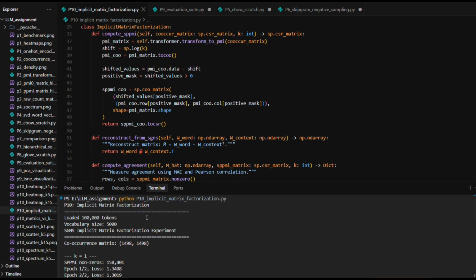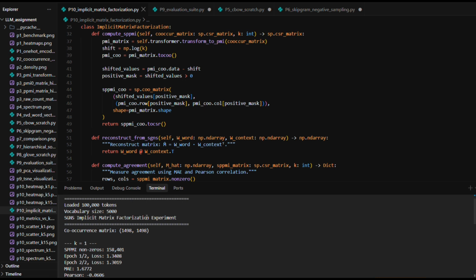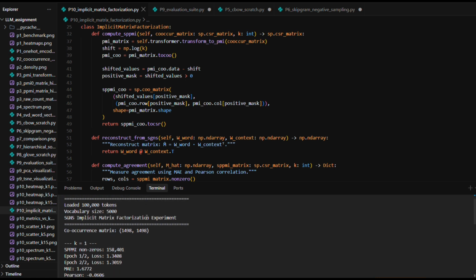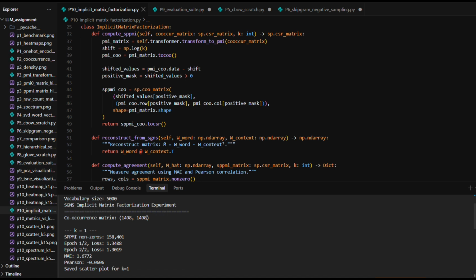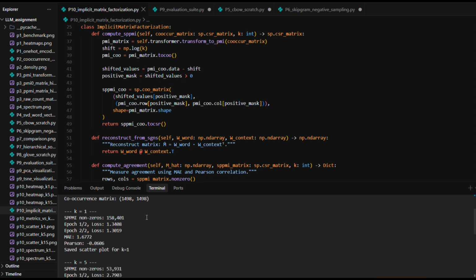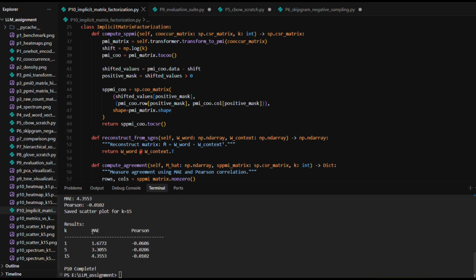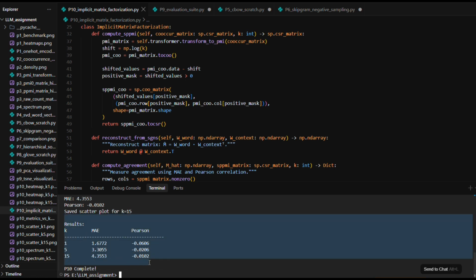And now let's see the output. As I mentioned before, it initially loads the tokens, thereafter the vocabulary size and the co-occurrence matrix, with k values of 1, 5, and 15. Then it calculates the MAE and Pearson correlation, and it also saves a plot using Matplotlib for visualization, and this is the complete result for the k values.